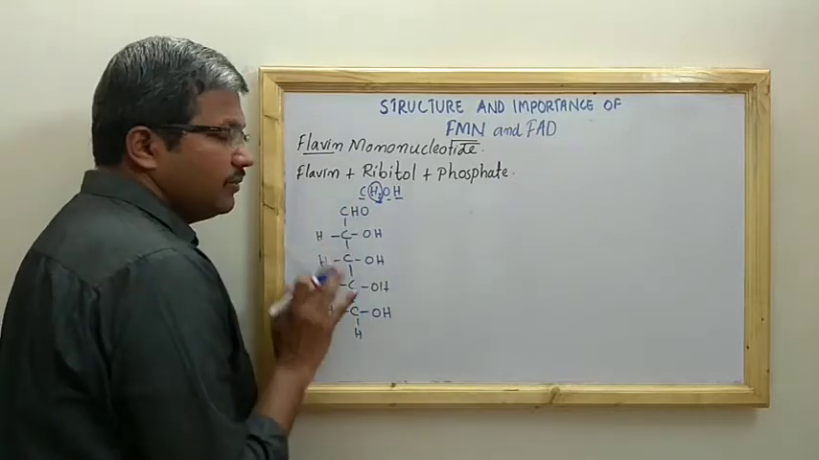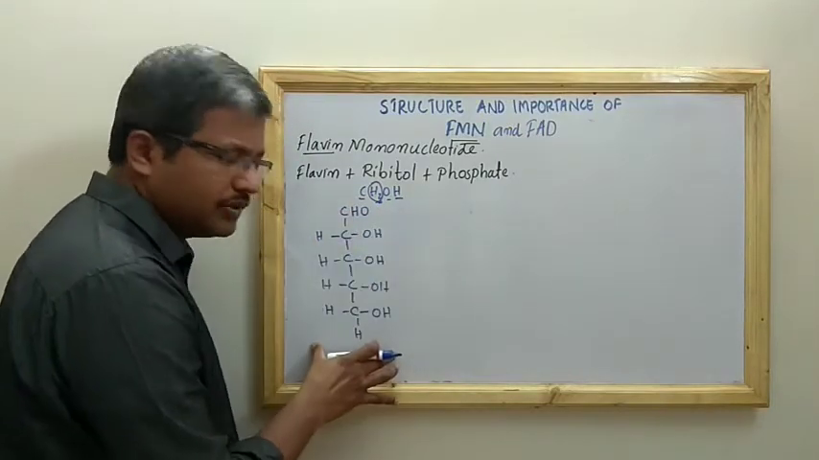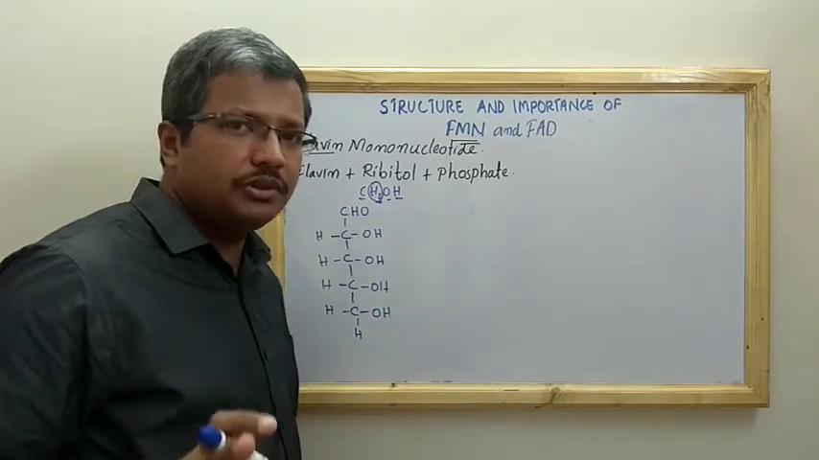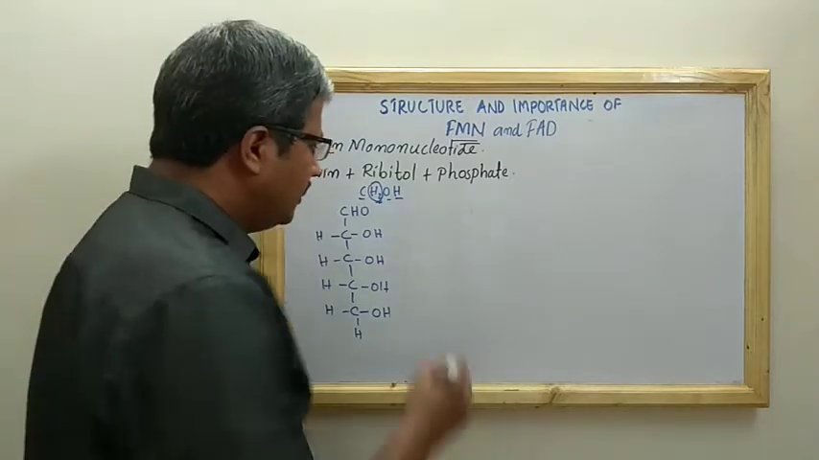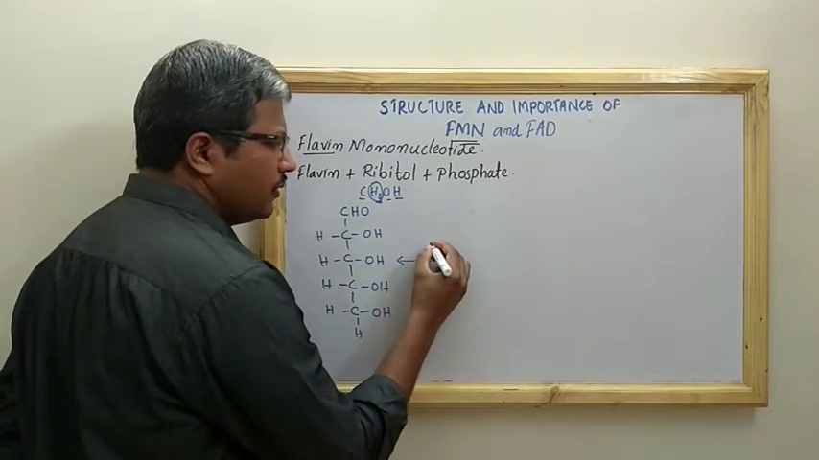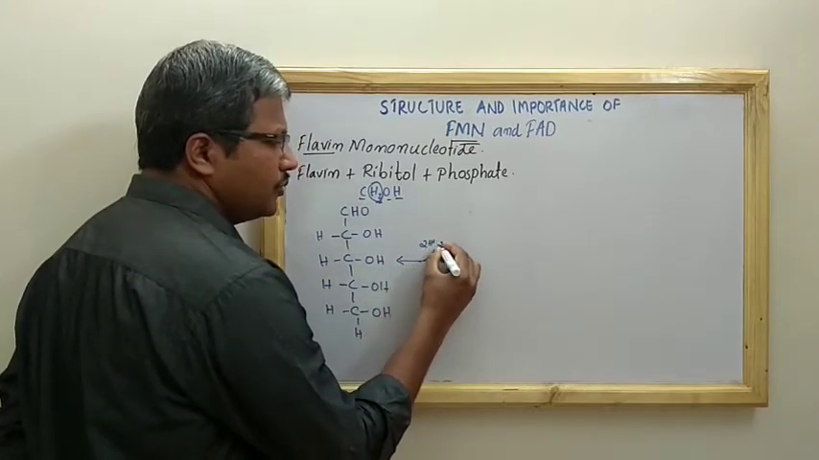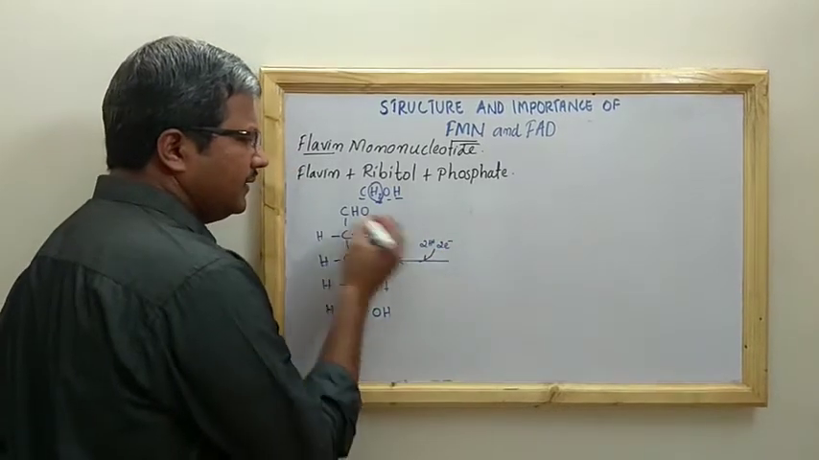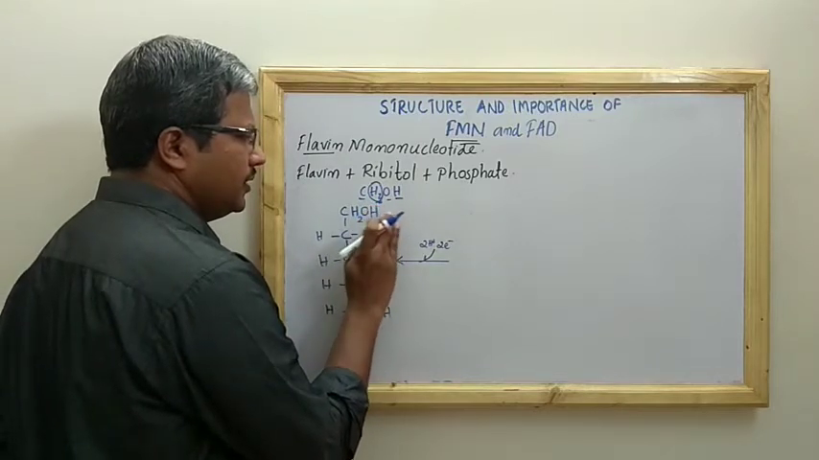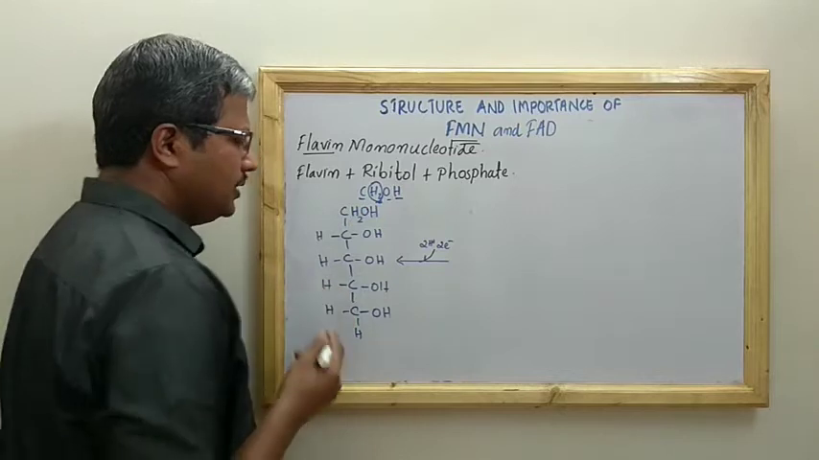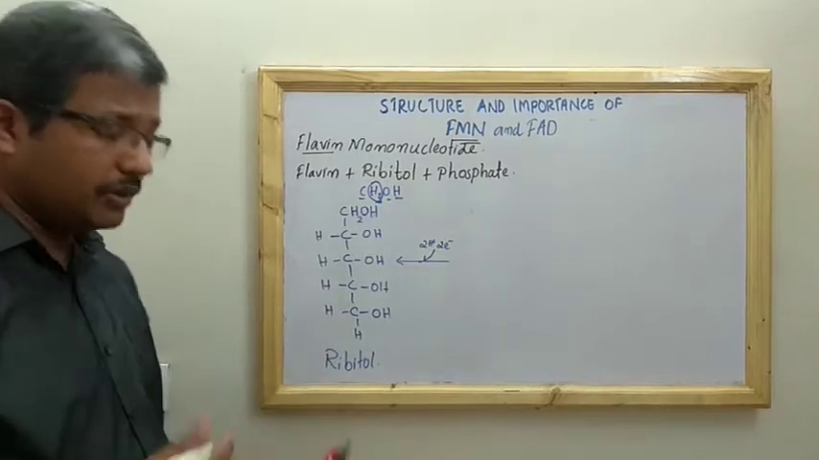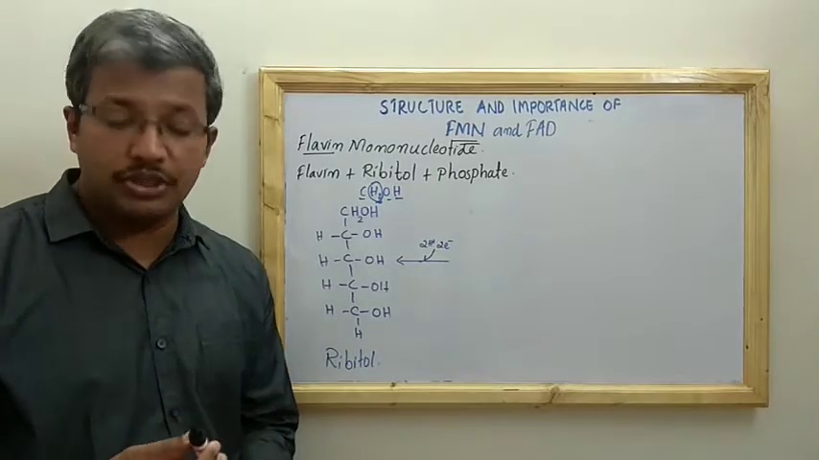So we can just change it. Make sure that you are drawing this particular structure. Then you are redrawing it as the ribitol, so that you can ensure that you know what happened. So what will happen? 2H plus 2e minus is added, and as a result it becomes CH2OH. That is what actually the ribitol is. Now this is the ribitol. The previous one is the ribose and this one is the ribitol.